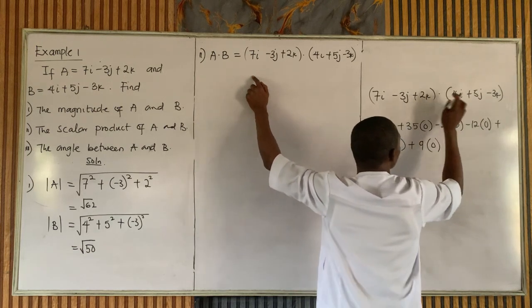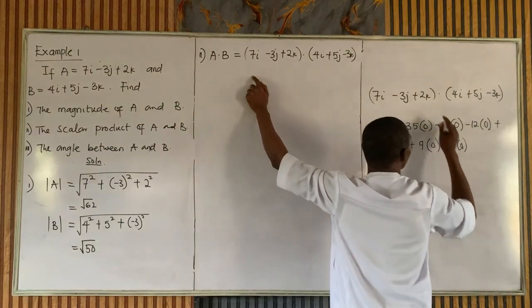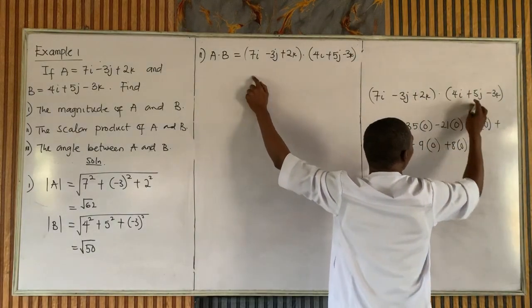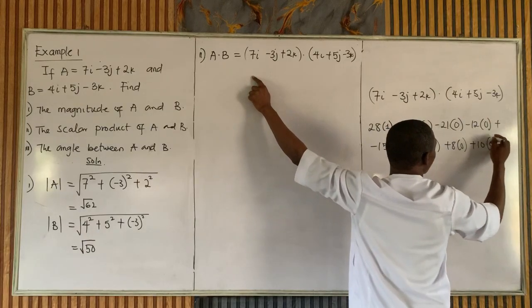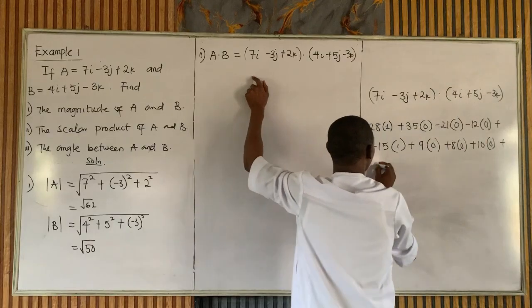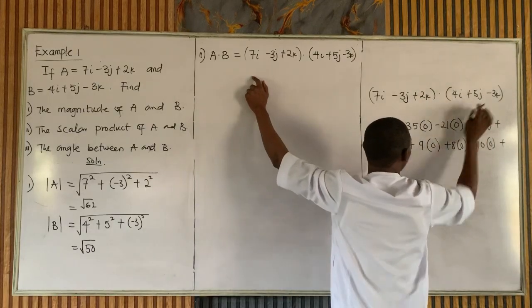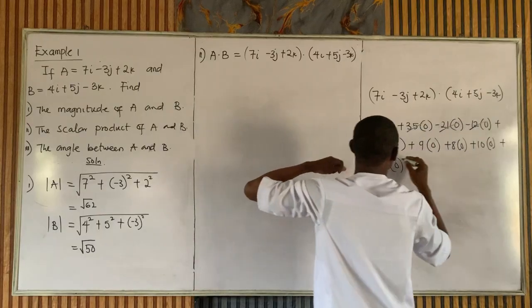So lastly, 2 times 4, that's 8. K dot I, that's 0. 2 times 5, that's 10. K dot J, that's 0. Plus lastly, 2 times minus 3, that's minus 6. K dot K, that's 0. So at the end of this, everyone that has 0 goes off.